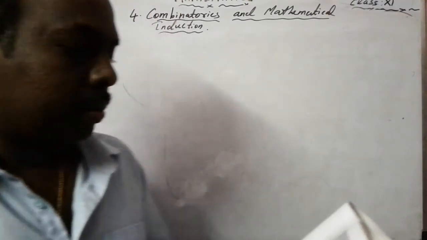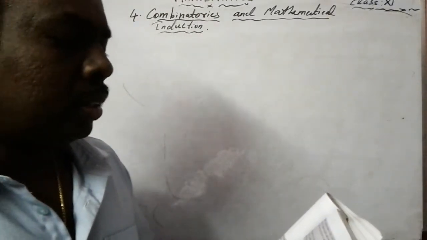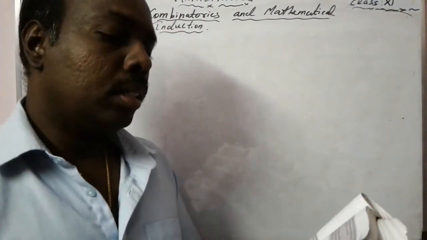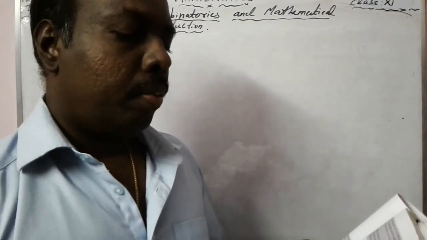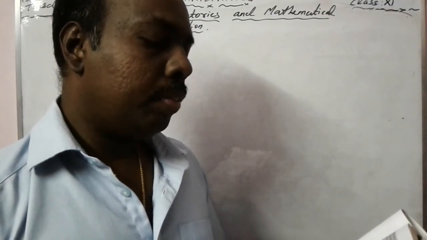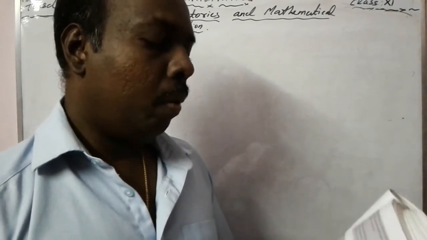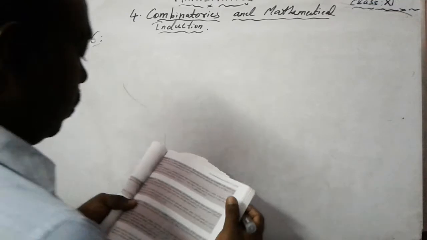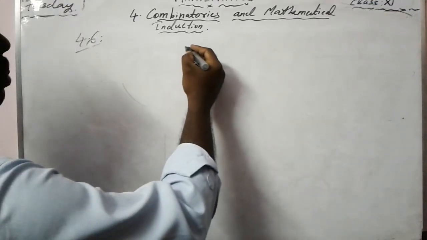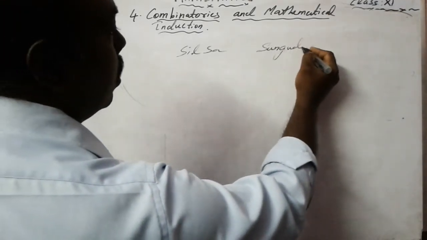Example 4.6. A woman wants to select one silk sari and one sungudi sari from a textile shop located at Kanjipuram. In that shop, there are 20 different varieties of silk sari and 8 different varieties of sungudi saris. In how many ways she can select her saris? So there are 2 types, silk sari and sungudi sari.